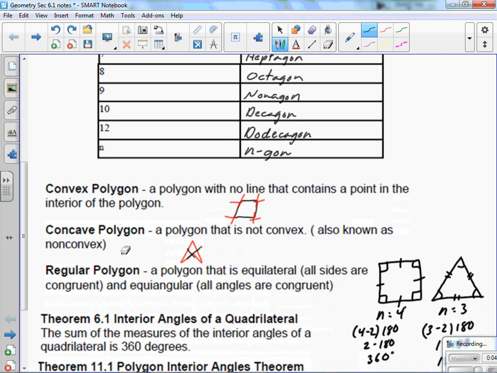And then a regular polygon is going to be a polygon that is equilateral and equiangular. So all the sides are going to be the same length, and then all the angles will be the same measure.